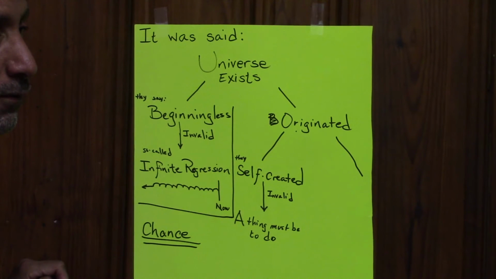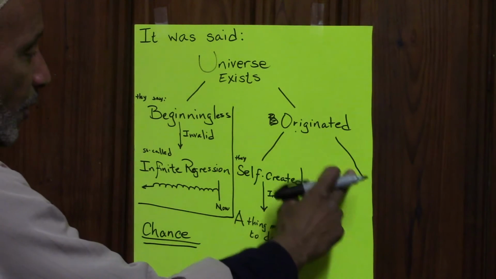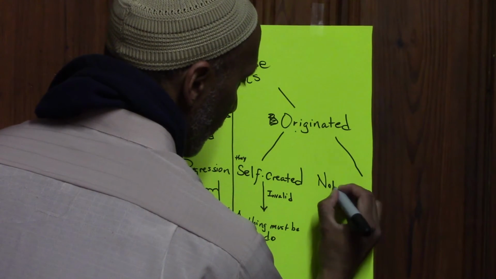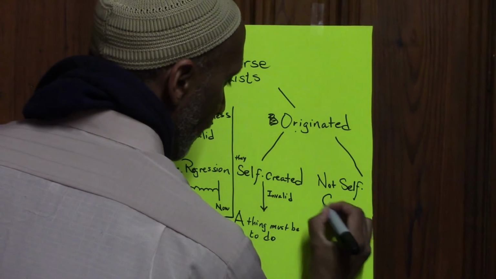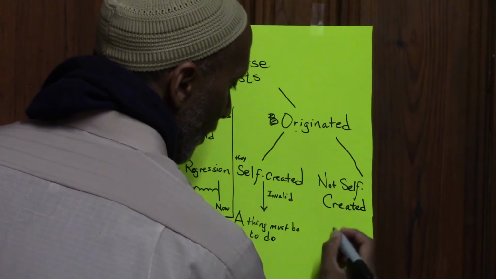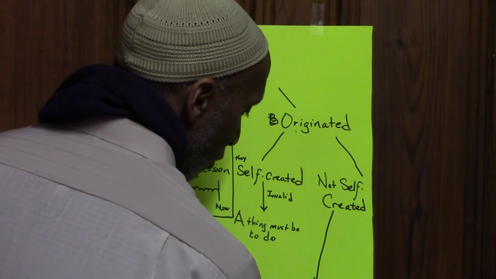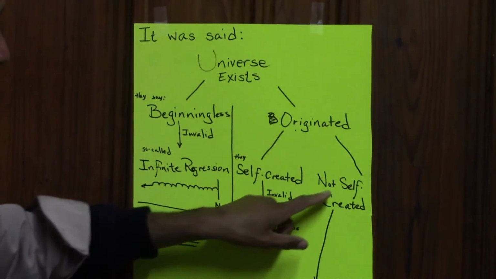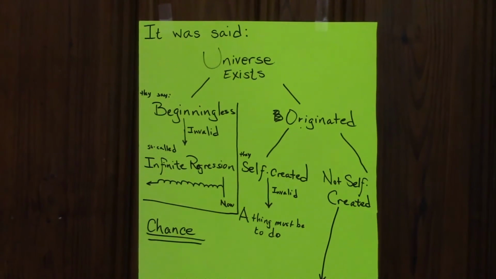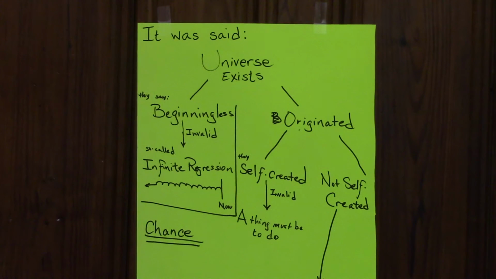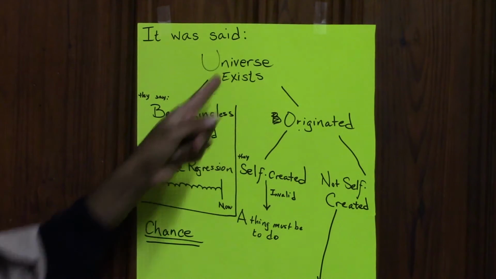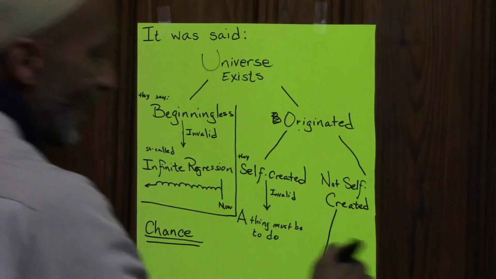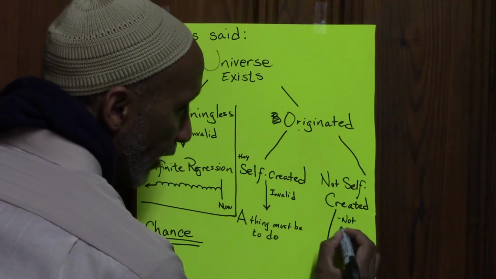So now what are we left with? Something other than the universe originated the universe. Don't use the word greater yet. So we can say not self-created. And this leads us to say that the one who originated the universe is not self-created and is not created, period. Is that clear? Not created by itself, and not created by something else, because if it were created by something else, it would still be part of the universe. You follow? So the one who originated the universe is not created at all. Not created, period.